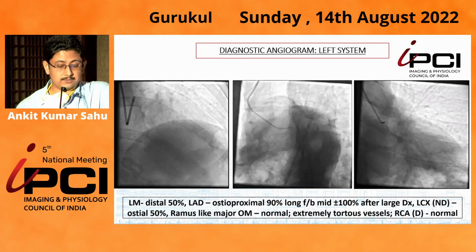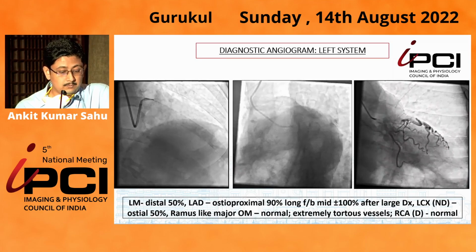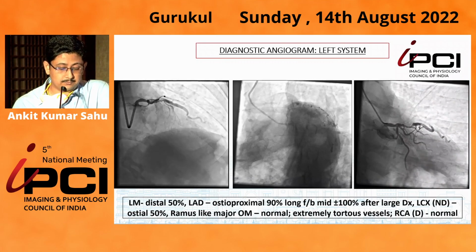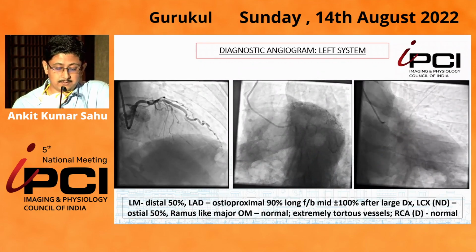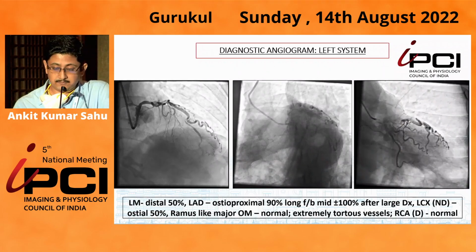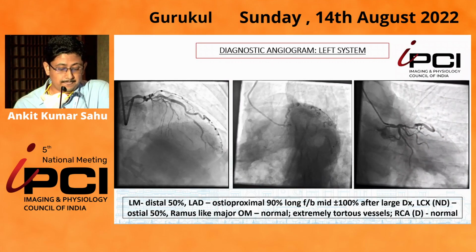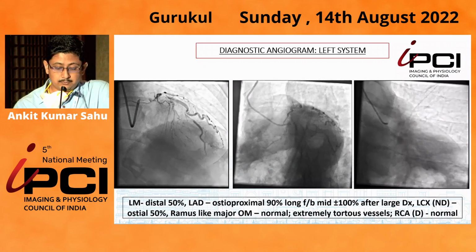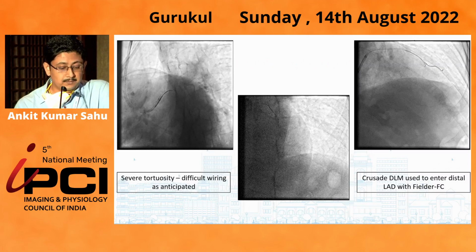So, he was taken for diagnostic coronary angiogram of the left side. It showed a non-dominant left system with left main distal 50% plaque, with LAD having an ostioproximal 90% lesion, followed by mid near total occlusion after giving a large diagonal. Circumflex was non-dominant, having ostial significant disease, leading to a left main bifurcation complex of Medina 111, and having a ramus-like major OM, which was largely okay. The vessels were extremely tortuous, and the RCA was normal.